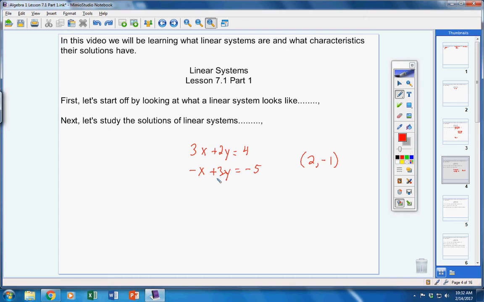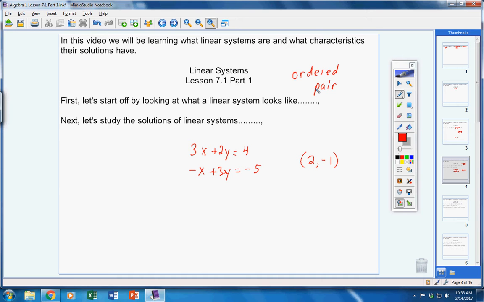Are you listening? All of the systems we're going to study for right now in lesson 7.1, and actually throughout chapter 7, all of your answers are going to be an ordered pair. You might want to write that in your notes. All of the linear systems we're going to study in this chapter are going to have ordered pairs as solutions.